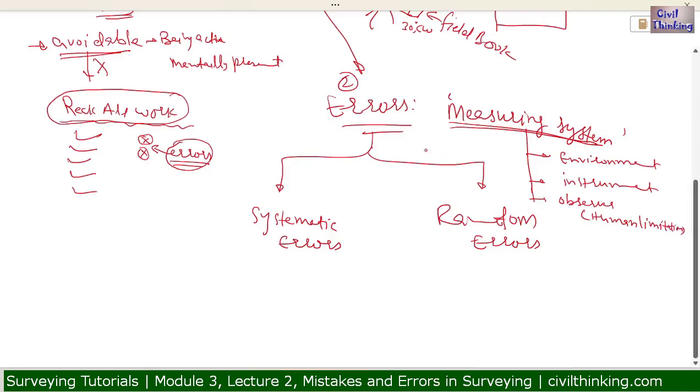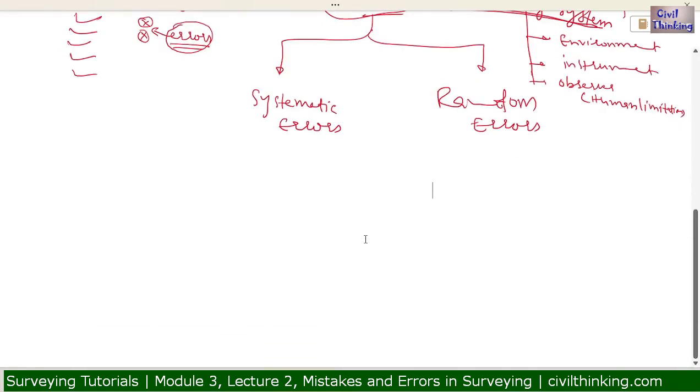Let me give you an example so that you understand what errors are, because we have been classifying errors but didn't explain very well what they are. Let us say you are measuring something. Let us take a very simple example, a tape. You are measuring something with the help of a tape. Let us say this is a metallic tape. Metals are sensitive to temperature. That is the environment.